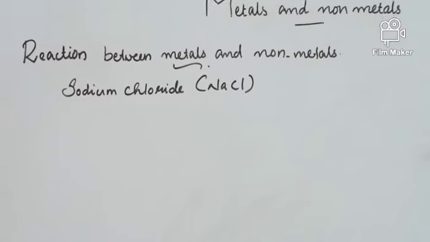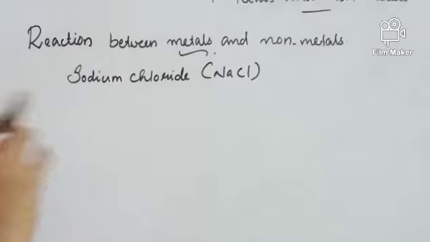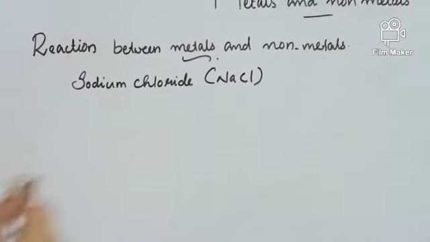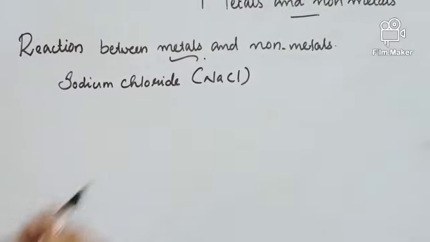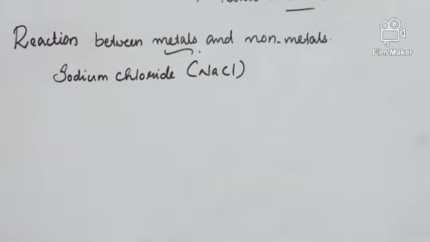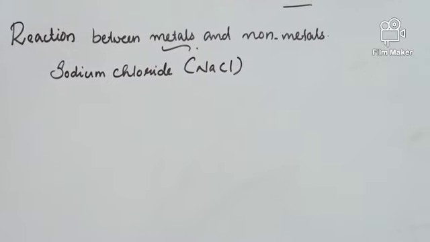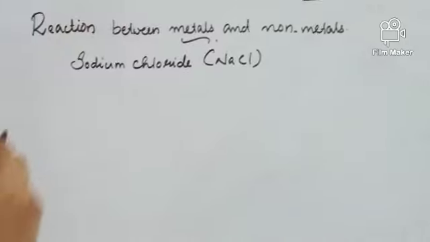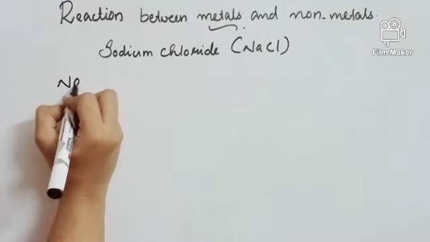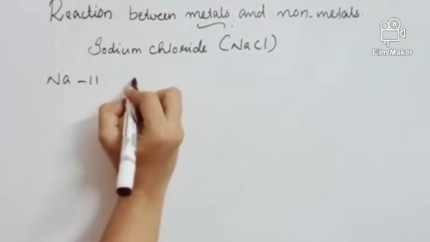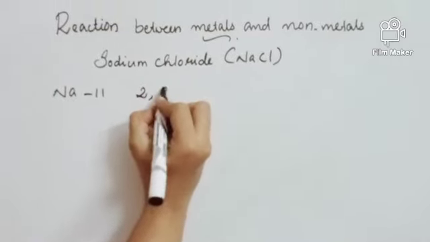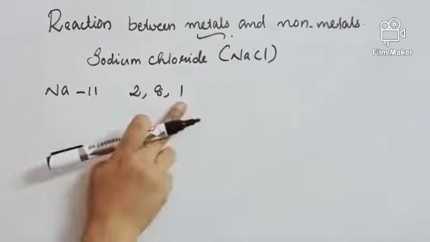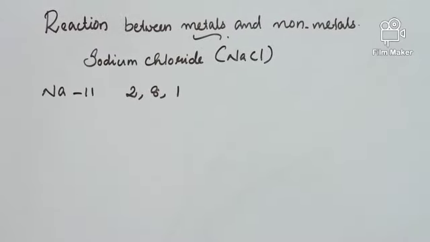Metals react with a non-metal. For example, we can study this reaction by taking the example of sodium chloride. Sodium, as you know, is a metal and chlorine is a non-metal. So let's study the reaction between this metal sodium and non-metal chlorine. Sodium has atomic number 11 and the electronic configuration is 2, 8, 1. So sodium has the tendency to lose this one electron and attain stability.